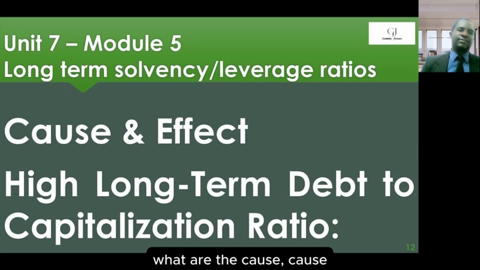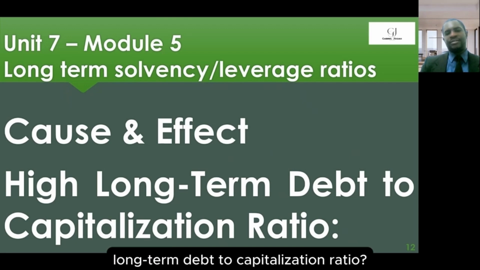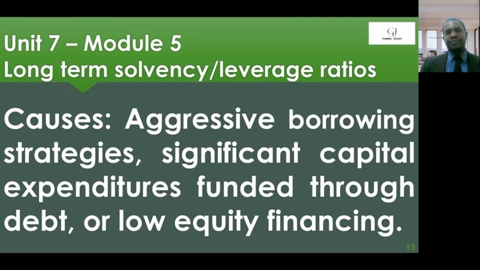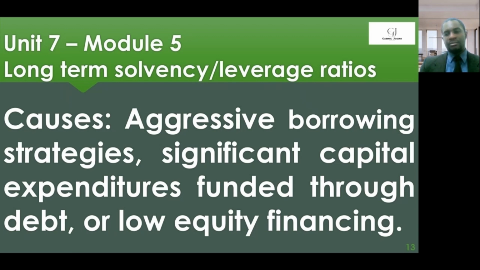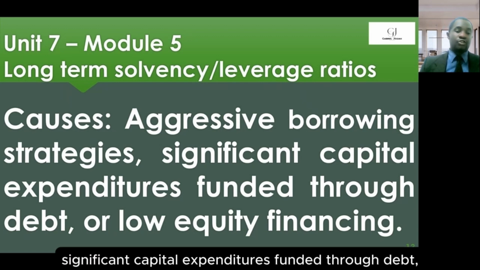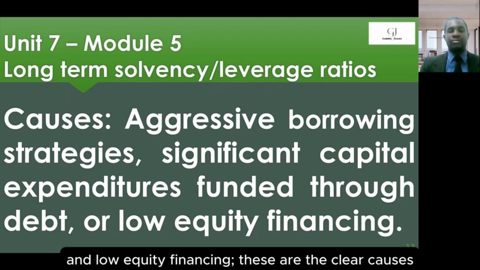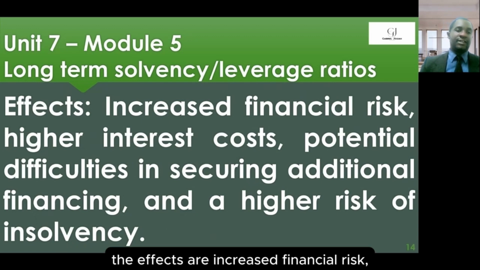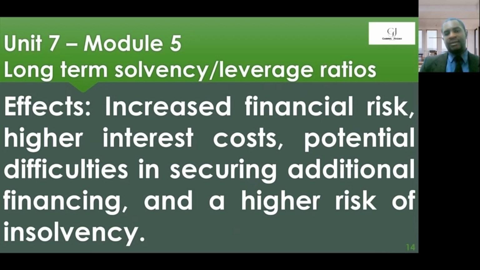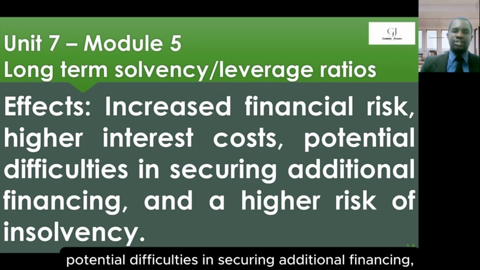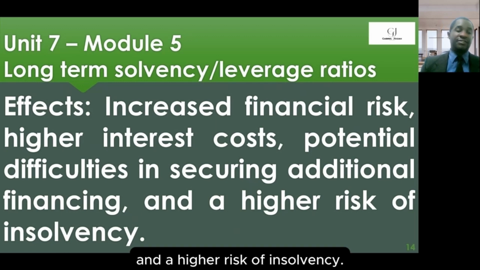What are the causes and effects of a high long-term debt to capitalization ratio? Causes are aggressive borrowing strategies, significant capital expenditures funded through debt, and low equity financing. These are the clear causes. The effects are increased financial risk, where it goes above 50 and up to 100, high interest costs, potential difficulties in securing additional financing, and a higher risk of insolvency.